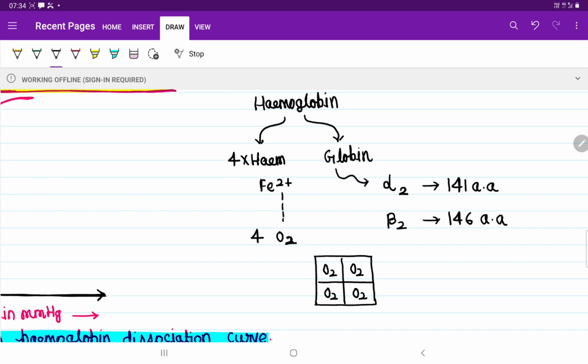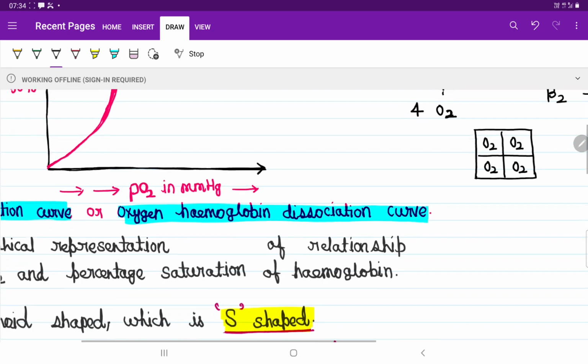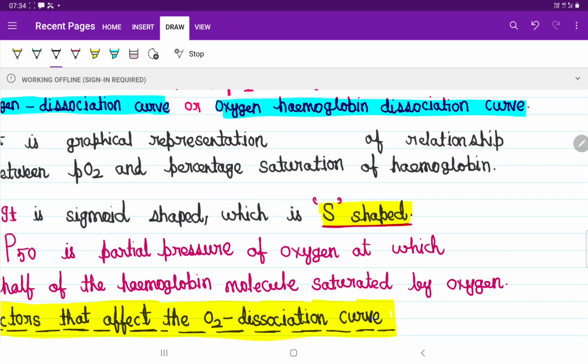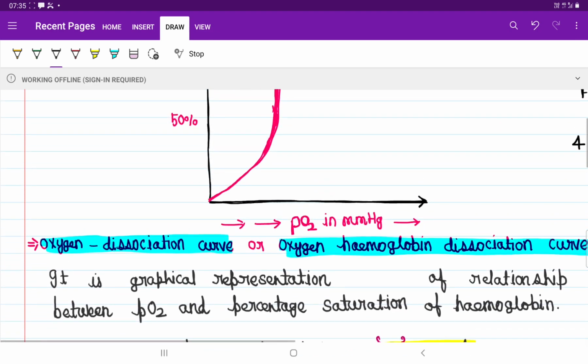Now imagine that in your body a total of 100 molecules of hemoglobin are present. If 50 molecules of the hemoglobin are bound with oxygen, can I say that 50% of the hemoglobin is saturated with oxygen? Yes. If 75 molecules are bound, I can say 75% of the hemoglobin is saturated with oxygen, right? For that, is a particular partial pressure required or not?